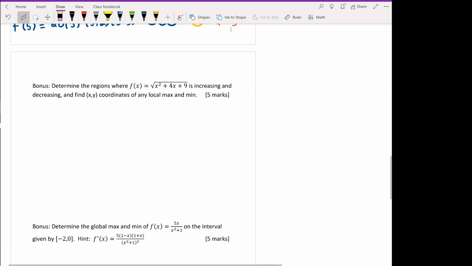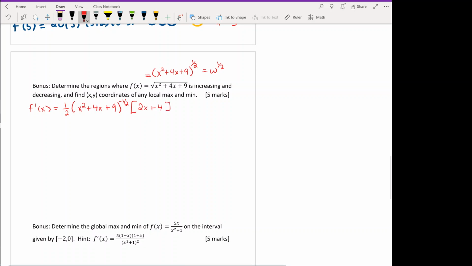Determine the regions where this function is increasing and decreasing and find the xy coordinates of local max and min. So here we go. We're going to take the derivative of the function. I'm going to rewrite it up above. We have x squared plus 4x plus 9 to the power of 1/2. When you take the derivative, this is a chain rule, w to the 1/2. So the 1/2 comes down. We have the original function, x squared plus 4x plus 9 to the negative 1/2, multiplied by the derivative of the inside, which is 2x plus 4.